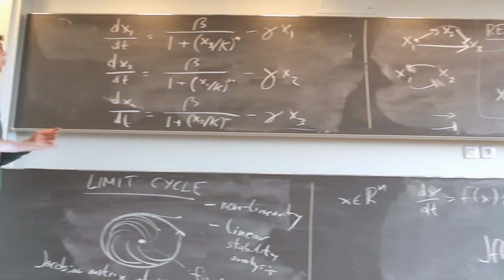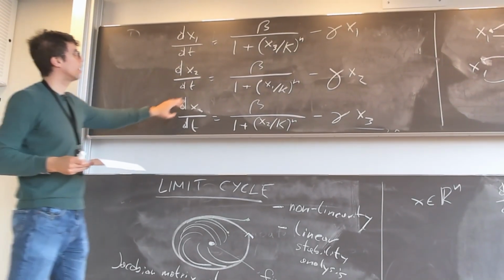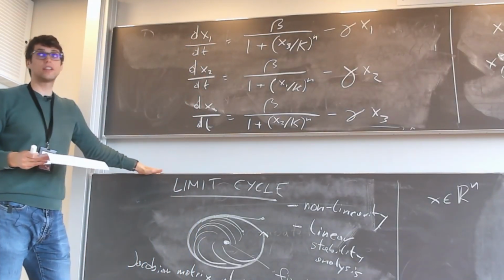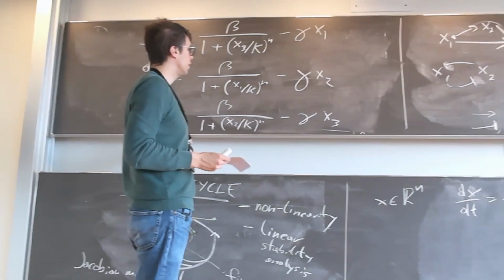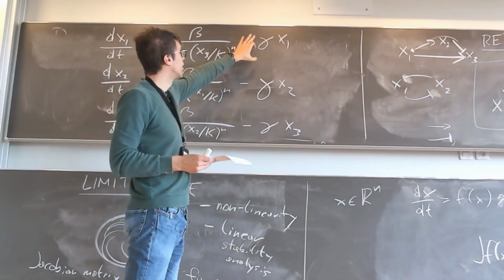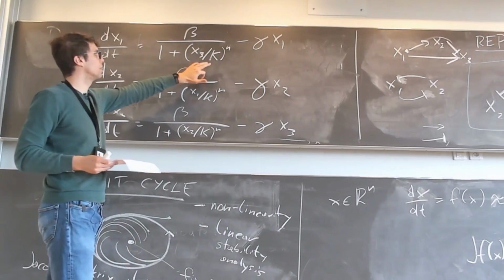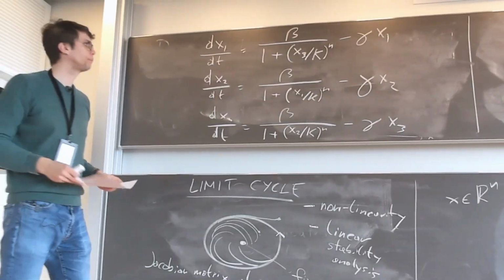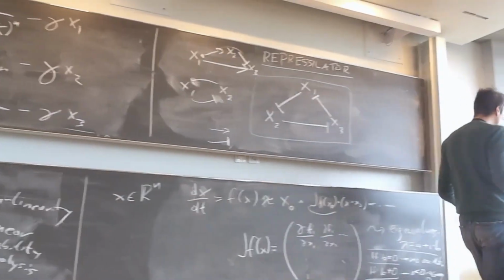So I immediately made one very important simplifying assumption: that all the parameters here are symmetric as well, which in reality is not true. But for mathematical simplicity here, let's assume that the gammas are the same, and the betas are the same, and the k and the n's are all the same for all three different genes. So this is a real hypothesis.